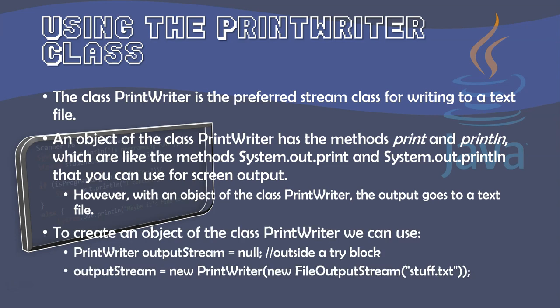So to create an object of the class PrintWriter, we can use PrintWriter outputStream = null, outside of a try block, which is again very similar to what we saw last time with our Scanner. And then we see outputStream = new PrintWriter(new FileOutputStream("stuff.txt")). Of course, this name can be replaced. We could call it sample, we could call it numbers, whatever it's going to be.